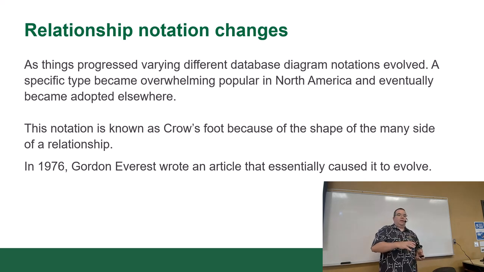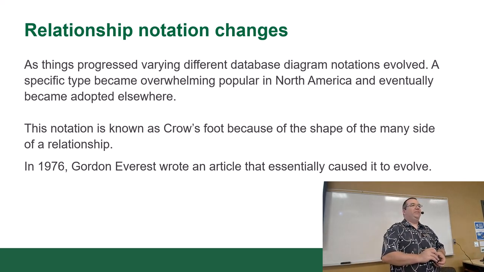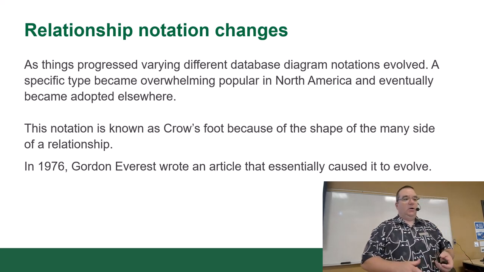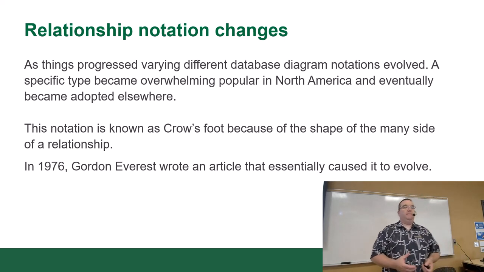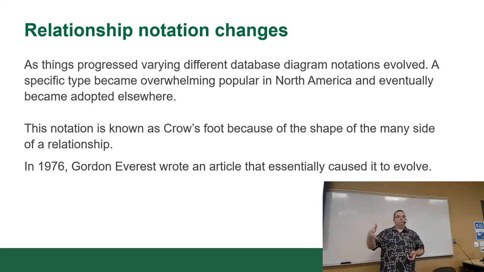So as database design concepts evolved, as we all know, everybody in computing thinks they can do it better than the other person, which is why we have a couple hundred, if not 1,000 programming languages, 1,000,000 different JavaScript libraries. And how many flavors of Linux exist out there right now? Because everybody thinks they can do it better than somebody else. So the computing world kept arguing over the different ways of creating notation. And one became really, really popular in North America and basically started being adopted elsewhere. It's known as crow's foot, because the shape of the many side looks like a bird's foot.